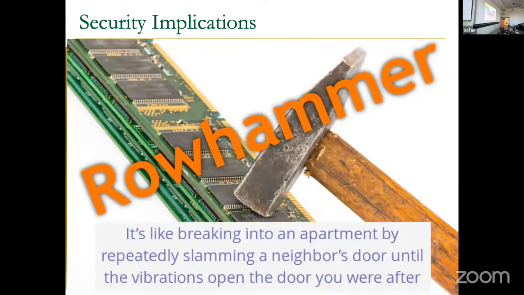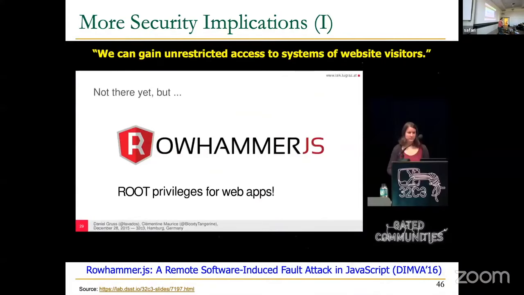And I like this tweet from a famous hacker that says, RowHammer is like breaking into an apartment by repeatedly slamming a neighbor's door until the vibrations open the door you were after. Nice to have these analogies. So if you're stuck in this room, don't worry, you keep banging on the wall and hopefully one of the windows will magically open if the RowHammer is in effect here. Maybe, I don't know.